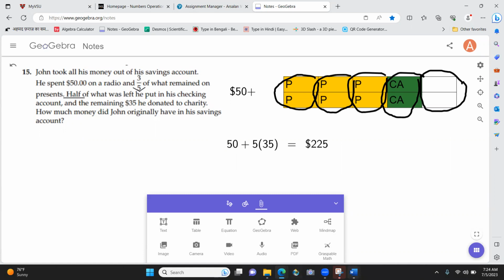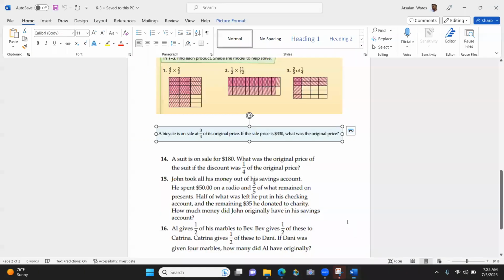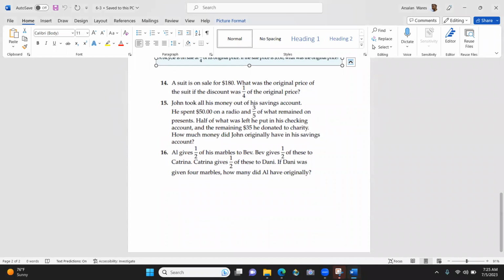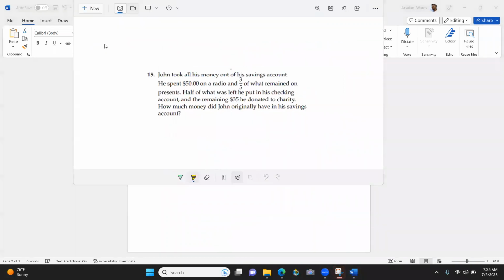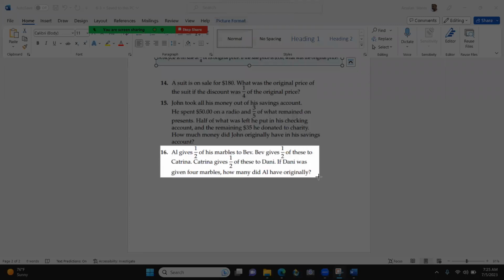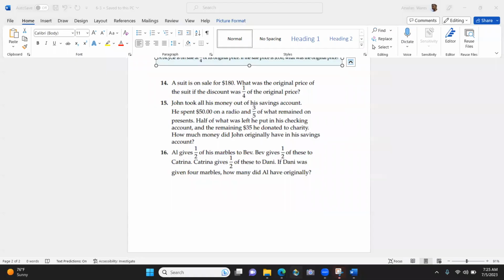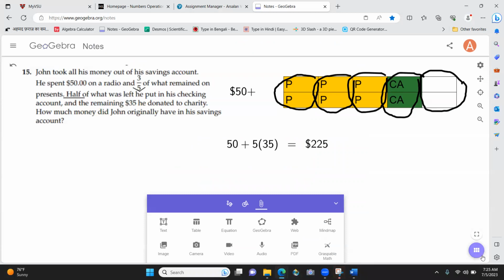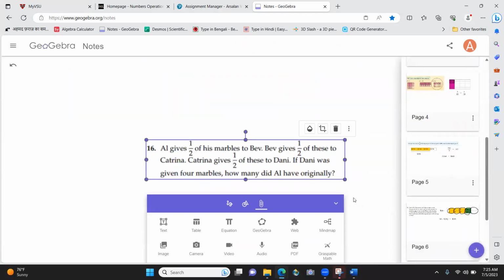Okay. One more problem. Now, this problem is also very interesting. We're going to work backwards. It's a very common strategy, and we're going to try to do it visually as well.